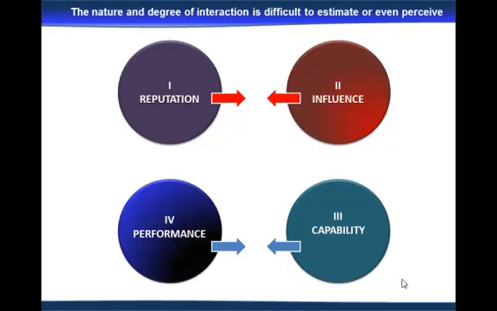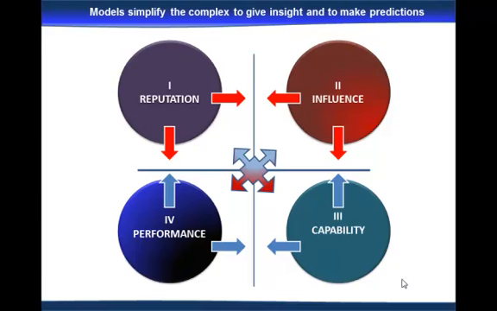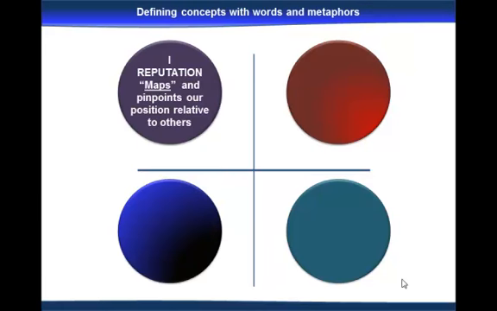And understand this is a very complex interaction. At the simplest level, there are interactions between our reputation and our influence, between our performance and our capability. And there are further interactions and further complexities as each of these 4 variables interact with the other 3. So what I'm doing is creating a model to simplify the complex and to give some insight in order to make predictions about our own performance and our own presentation improvement. And we need a little bit more theory.